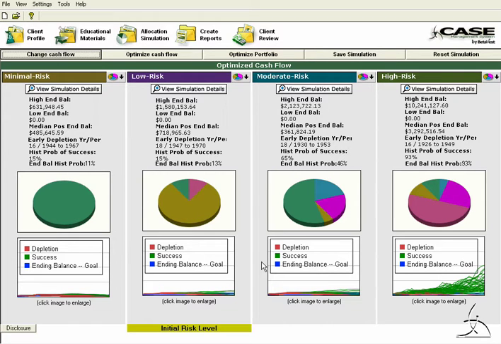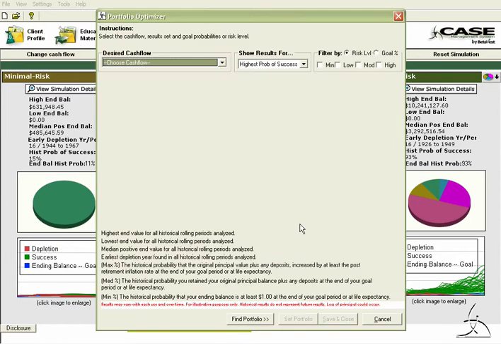The next step will be to optimize the default portfolios in hopes of finding a portfolio mixture that will provide a higher level of success for this chosen cash flow. To do this, we will select Optimize Portfolio, which opens the Portfolio Optimizer dialog.